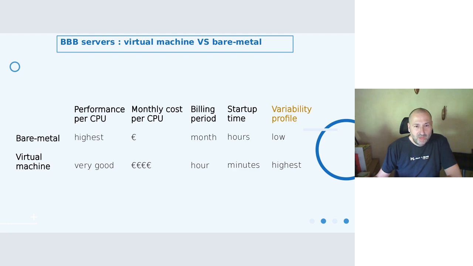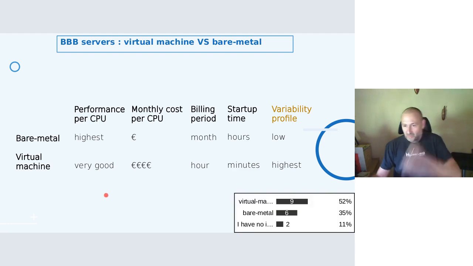Okay, most people have answered now. I will publish the results. Okay, so we see that virtual machines are used by most people, and bare metal comes second. Some people have no idea. I guess they're not administrators.